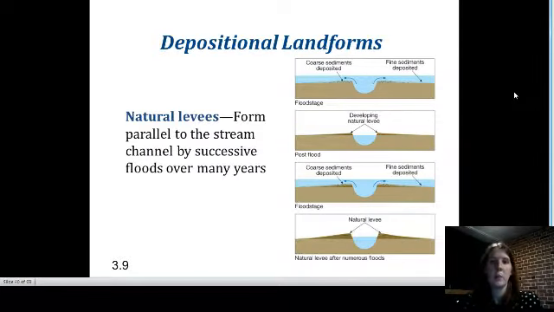Another depositional landform are what are called natural levees. These form parallel to the stream due to flooding that occurs over many years. As the water floods, as it first goes over that stream bank, it deposits its coarsest sediment right there, where you have the initial velocity drop. And as you go further out, the water starts to lose more and more velocity, depositing finer sediment. This builds up a small natural levee, and as this occurs over multiple flood events, you start to build up higher and higher natural levees.